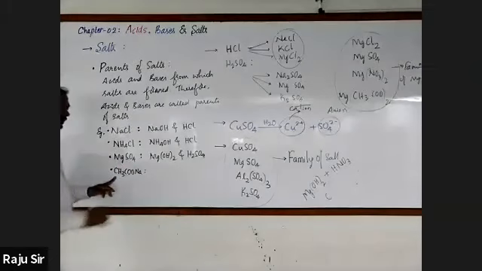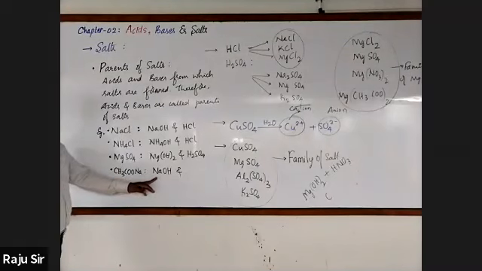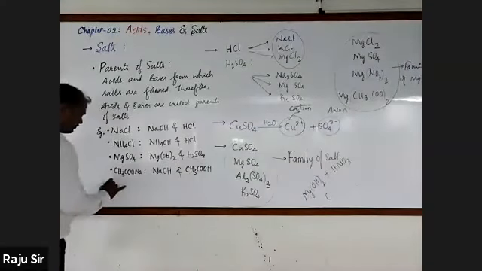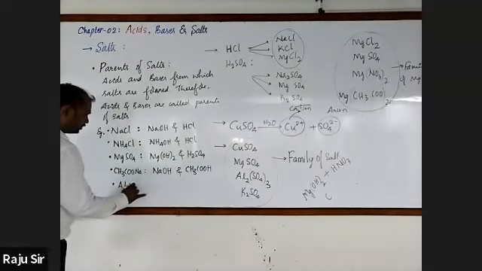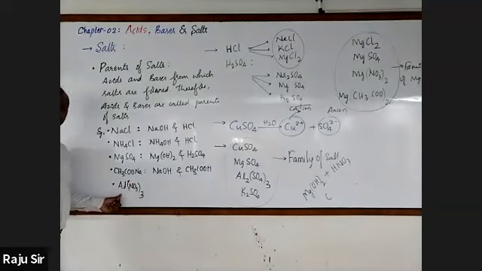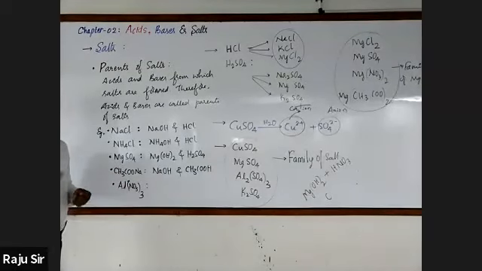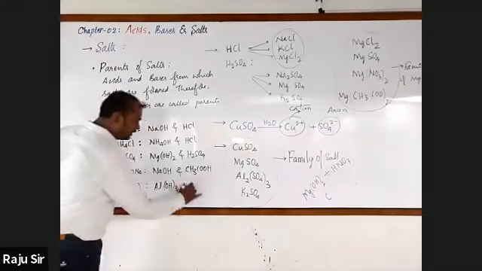CH3COONa is sodium acetate. Sodium hydroxide, NaOH, and acetic acid, CH3COOH. Al(NO3)3 is aluminium nitrate. The base is aluminium hydroxide, Al(OH)3, and the acid is nitric acid, HNO3.